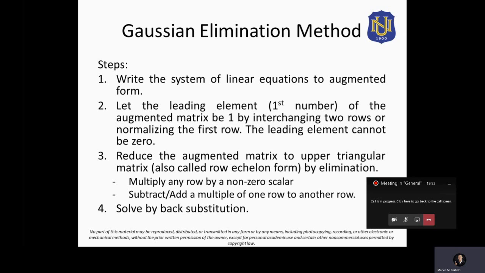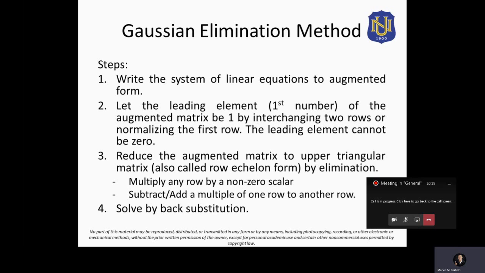Okay, so yung third step natin, we have to reduce the augmented matrix to upper triangular matrix. So actually, pwede rin na lower triangular matrix. Okay, but in this case, we will agree to reducing the augmented matrix into just upper triangular matrix. So yung upper triangular matrix na yun, yun yung binabanggit din natin kanina na Gaussian form, or Gaussian matrix, and tinatawag din siya na row echelon form.